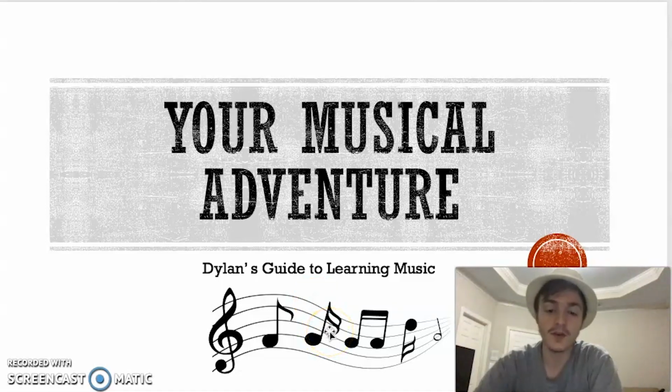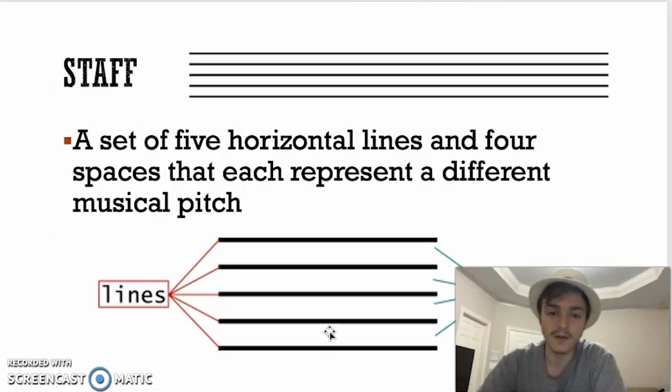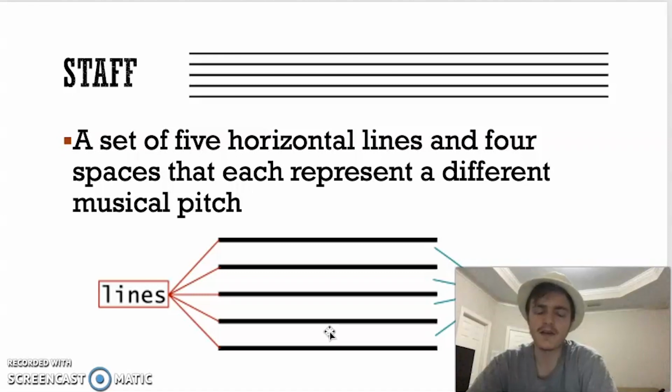So, this is going to be your musical adventure, Dylan's Guide to Learning Music. First we're going to learn about the staff. The staff is a set of 5 horizontal lines and 4 spaces that each represent a different musical pitch. When we read music, we read on staves, and that's what this is. It's just the 5 musical lines, and depending on the clef, which we'll get to, it will tell us what note is on each line or each space.